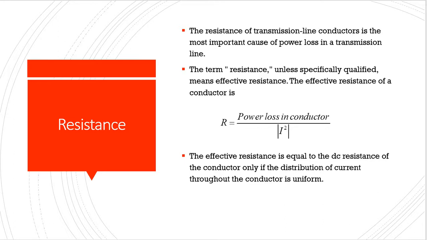Okay, the effective resistance is equal to the DC resistance of the conductor only if the distribution of current throughout the conductor is uniform. As you know, there are four parameters which can be used across the conductor. These four parameters include resistance, inductance, capacitance and conductance, right? Therefore, after observing all these four parameters, we can trace the different values, specifically the values of resistance. So proceeding on, to see how we can calculate these values, we consider these two diagrams.